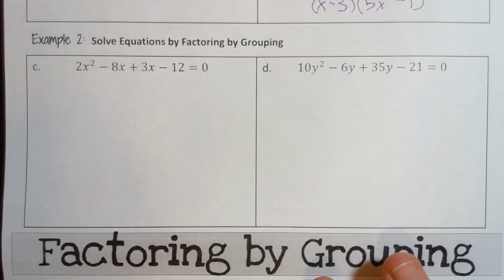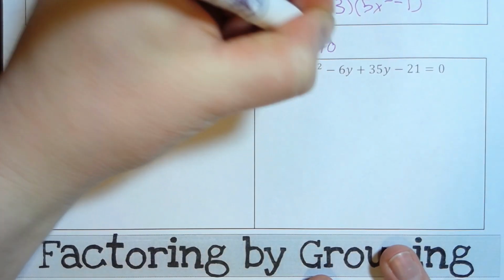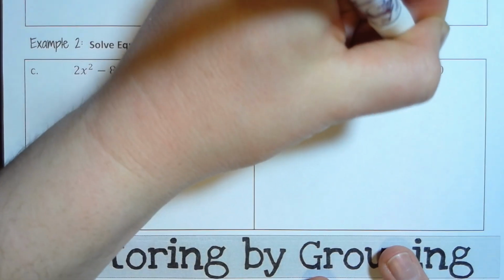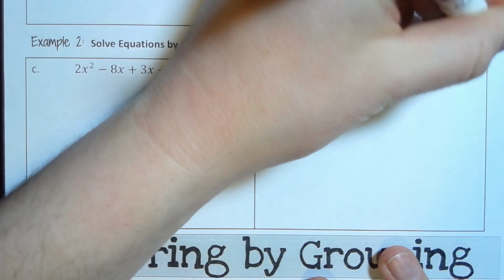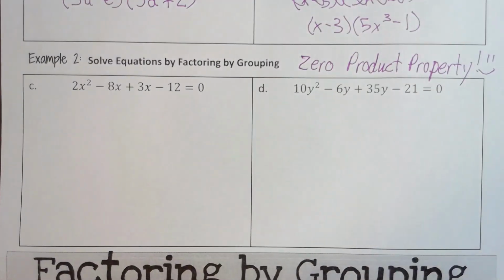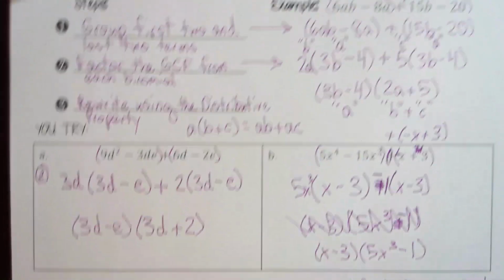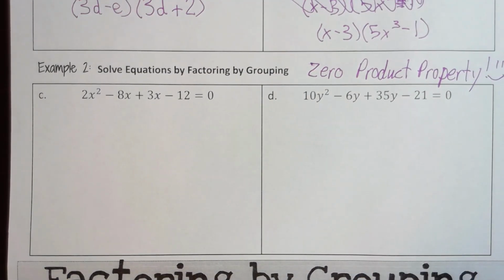Oh, I'm so excited. Example number 2. Guess who's back? The zero product property. Yay! Okay, this is the whole point. We're working on building tools that allow us to use the zero product property. Today's tool was factoring by grouping. Now let's use it. The whole idea is that if I can factor this thing by grouping, then I will be able to solve this equation and all will be right with the world.